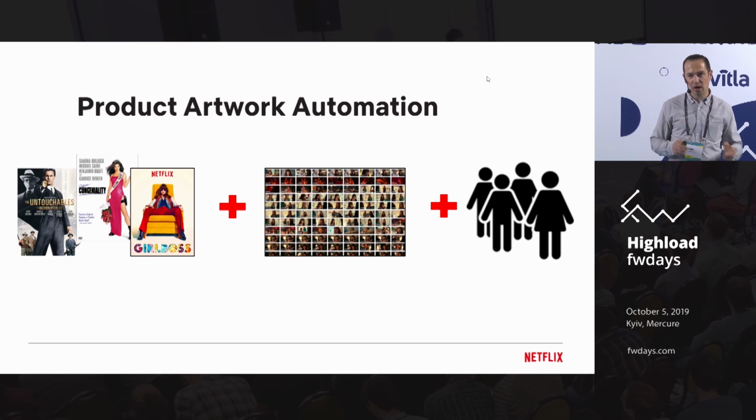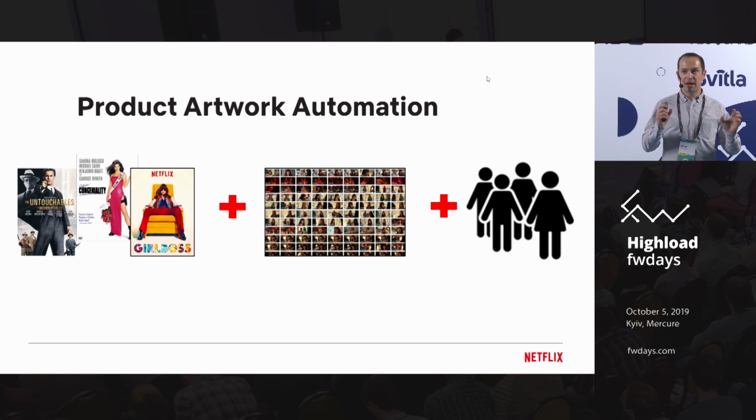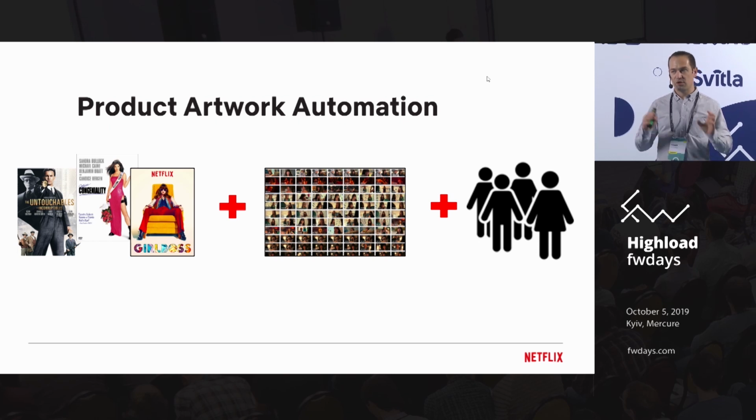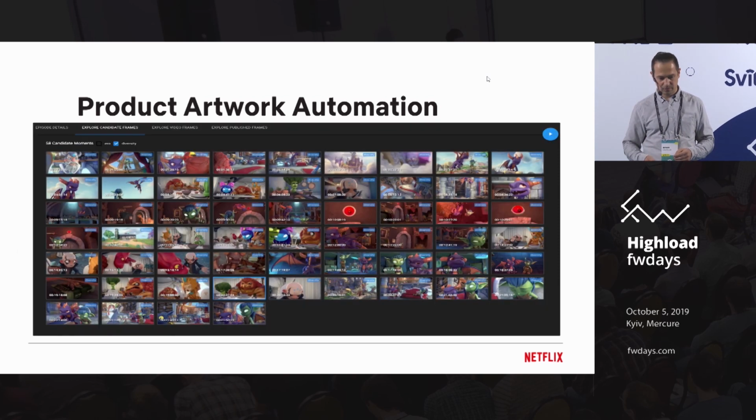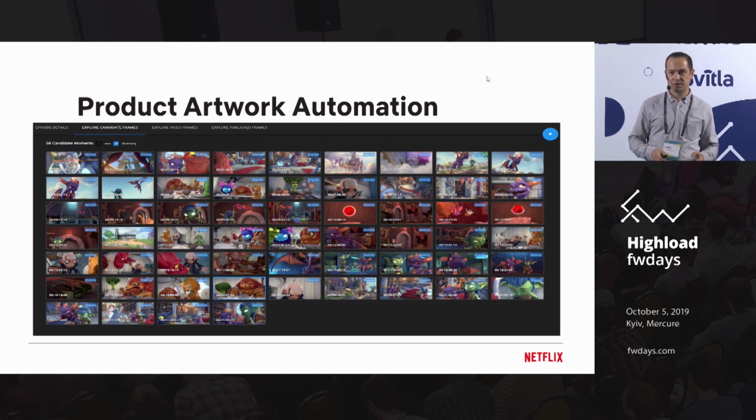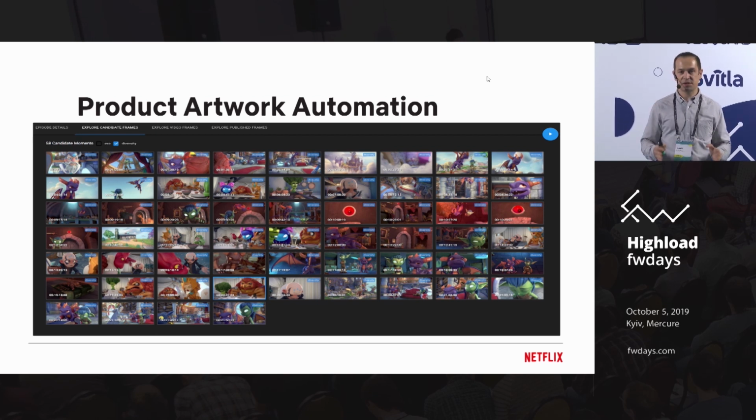So what we're trying to do is facilitate people, giving them the best options, the best shots from a movie, so they could then perform their task and come up with something like a smaller artwork, a thumbnail that helps our users pick a movie to play. And here's the UI that we use for our creatives, people who are actually making a selection, picking the right picture for a movie.